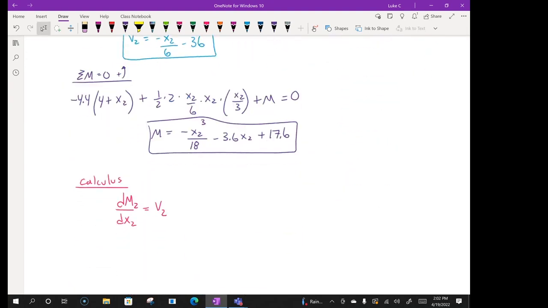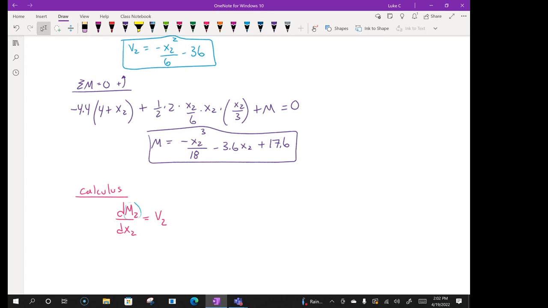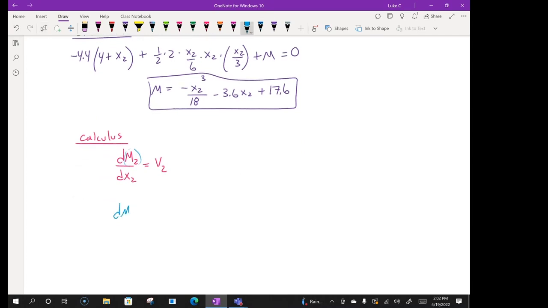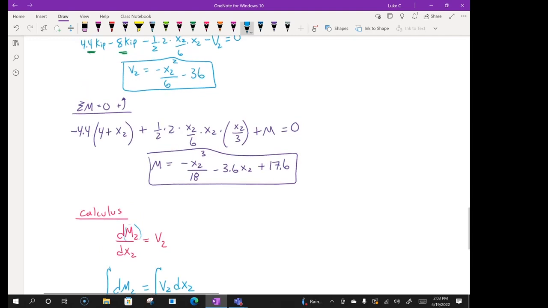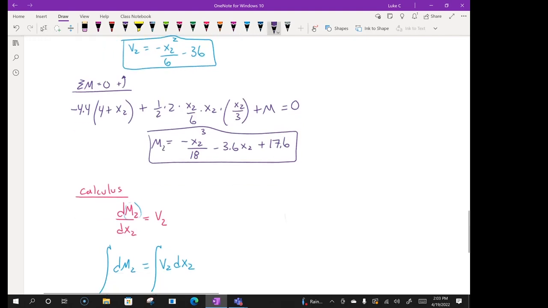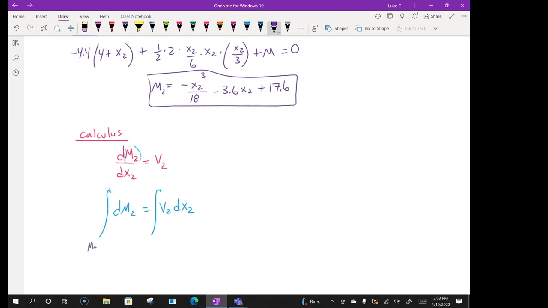So how do you find the moment if you know v2? Any guesses? Integrate, right? So dm2 equals v2 dx2. We're going to integrate v2. Sorry, I didn't put a subscript on m2, let's put a subscript here too. This is m naught 2 to m2. This is v naught 2 to v2.